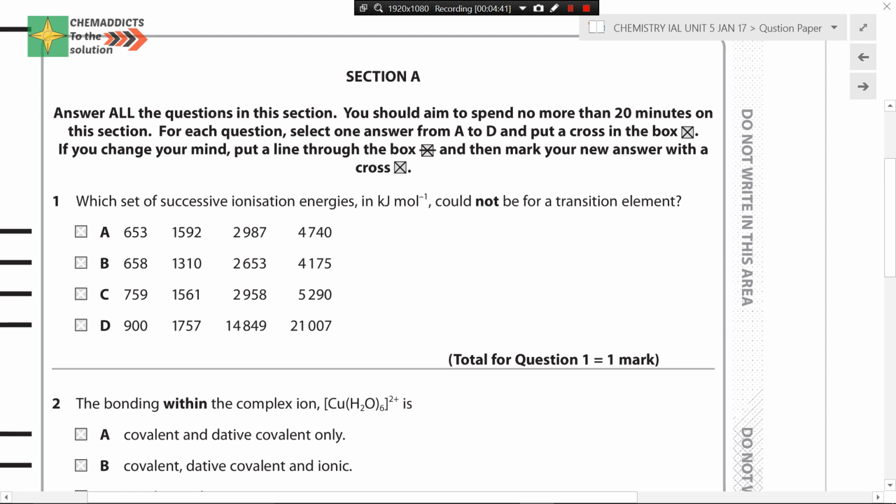Here in question number 1, it says, which set of successive ionization energies in kilojoules per mole could not be for a transition element? As you can see, this question is related to the chapter on transition elements. So we're gonna use the concept of successive ionization energies of transition elements or d block elements.